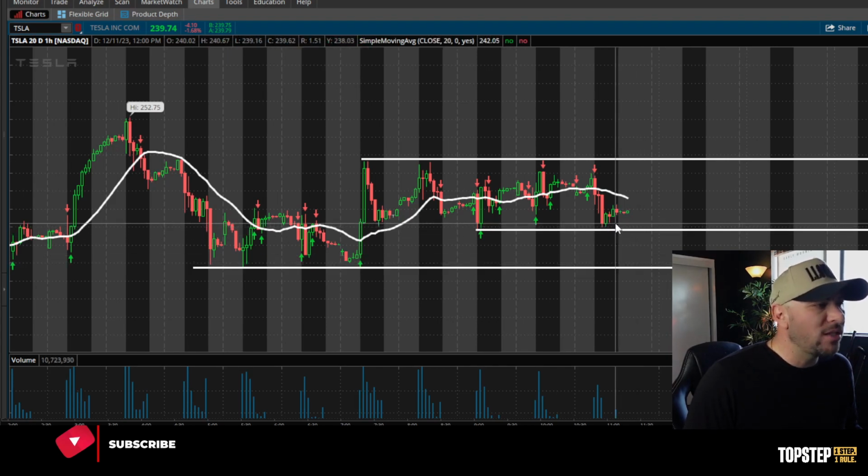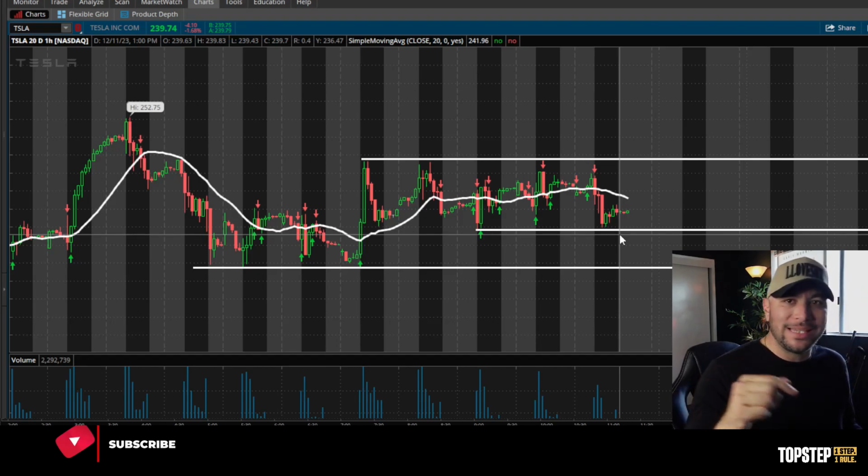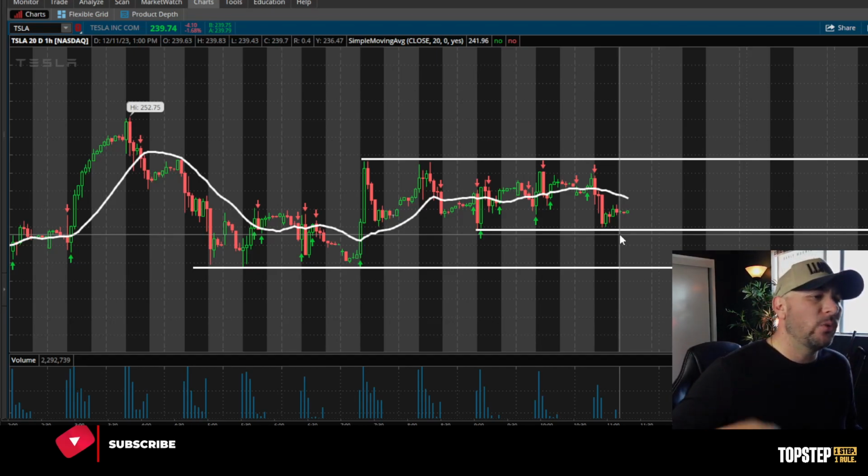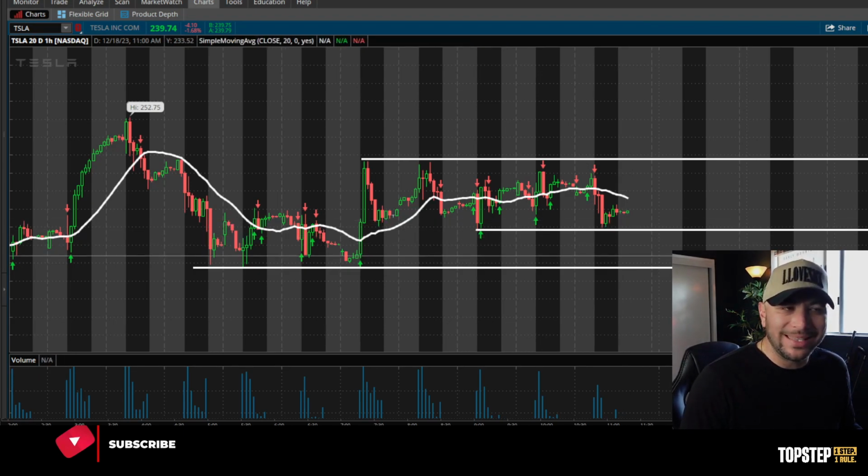What you would want to see is a breakdown below 237. You would want to see a new low be put in, and then you would want to see a preceding hourly candle confirm that new low. That is your indicator to go short, and you go short into the next area of demand, which is 231.90.